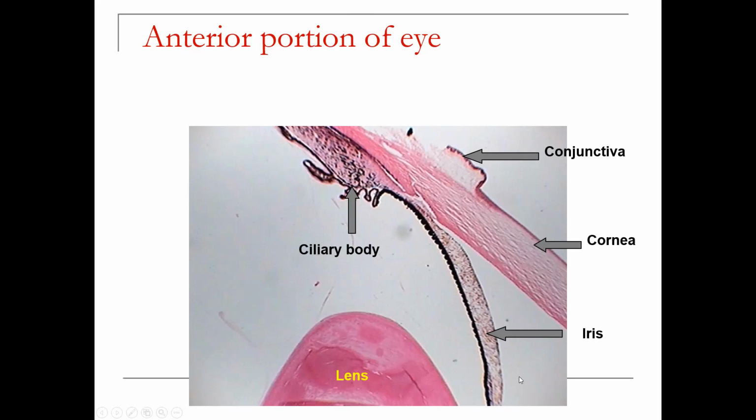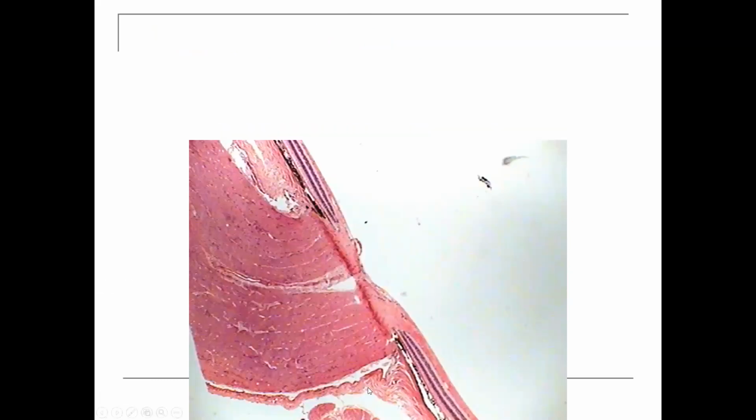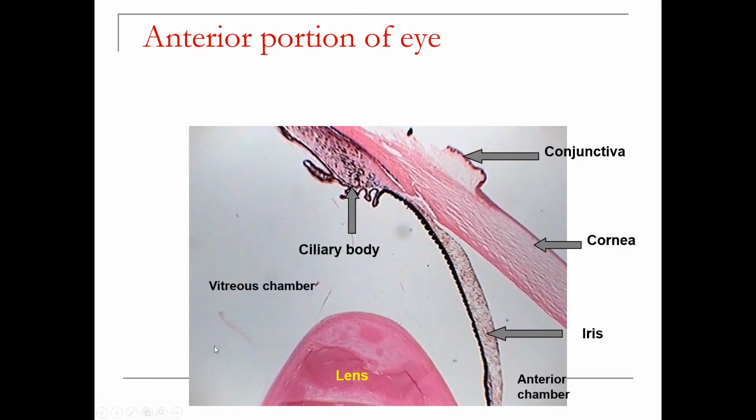If we don't release enough of that fluid, it accumulates in this chamber here, the anterior portion of the eye, and causes pressure on the retina. So, and there's the anterior chamber right there. Okay. And there's the vitreous chamber back here, where we have what we call the vitreous humor.